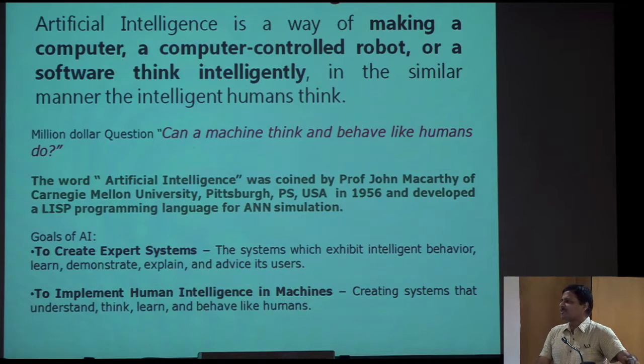And the $1 million question is, can a machine think exactly like a human? If you look into artificial intelligence work, it started in the UK in 1925, but the word was coined by Professor John McCarthy of Carnegie Mellon University in Pittsburgh, Pennsylvania, USA in 1956. After that, the work slowly progressed, and the goal is to create an expert system or heuristics, the rule of thumb, and use all the heuristics and rules of thumb to develop expert systems and implement human-like intelligent machines.